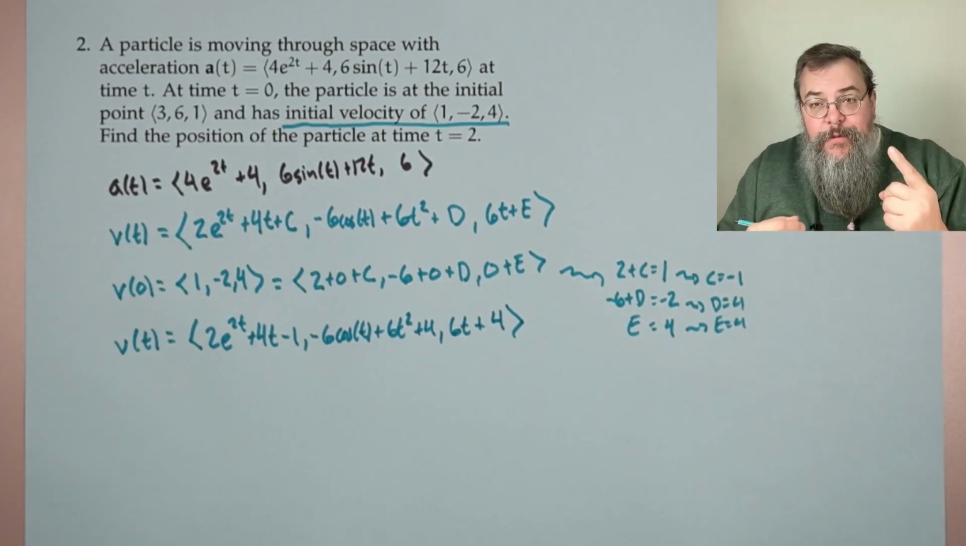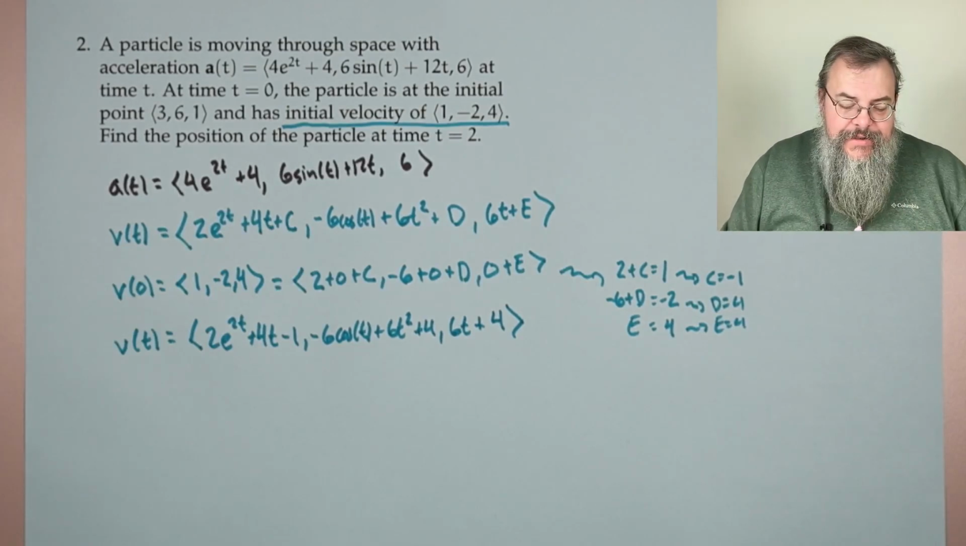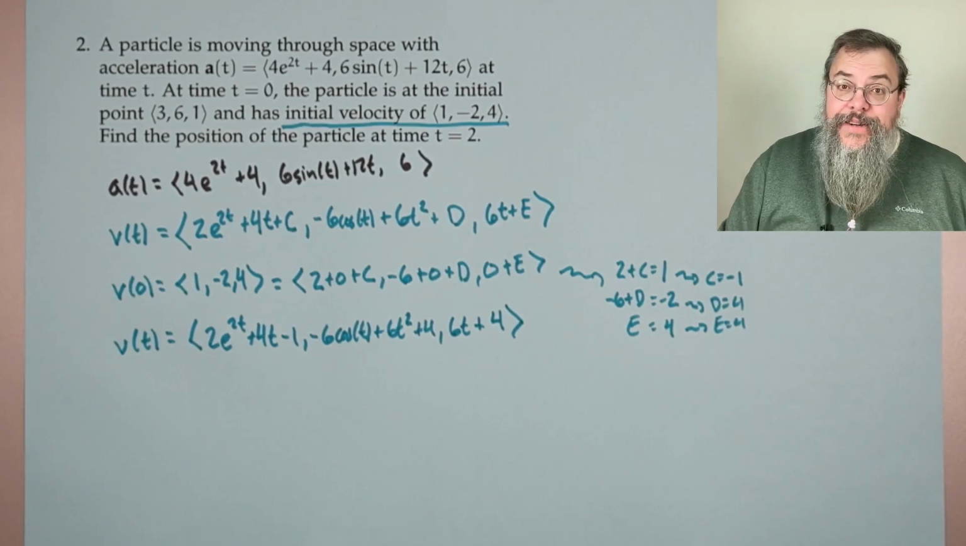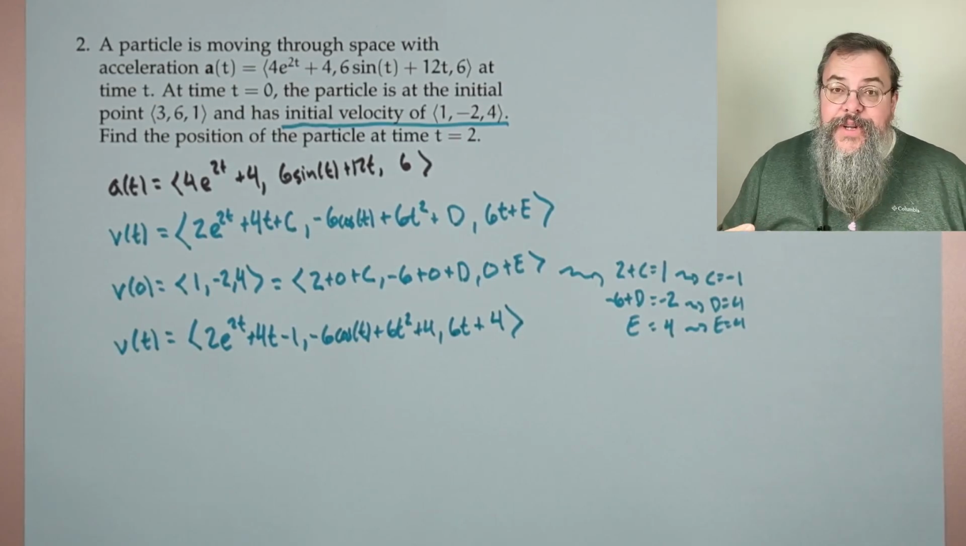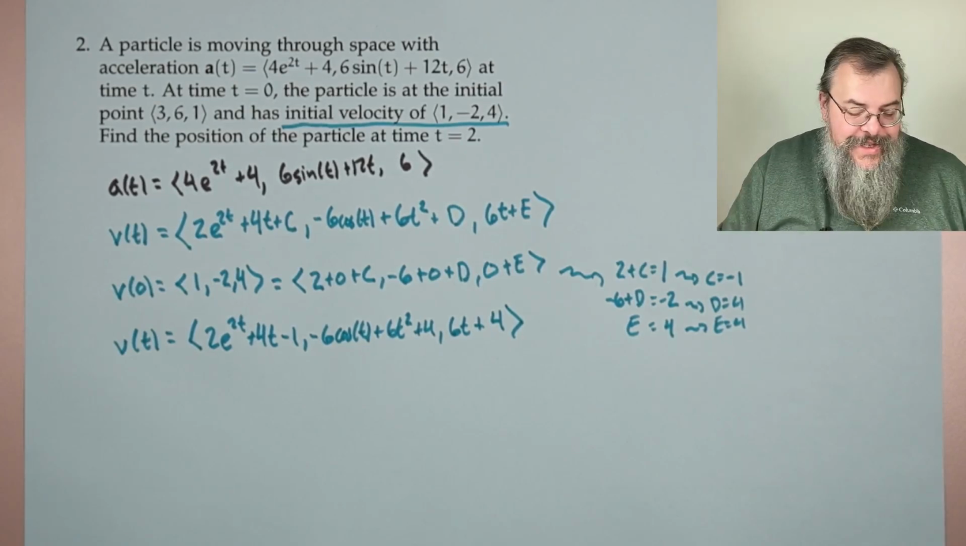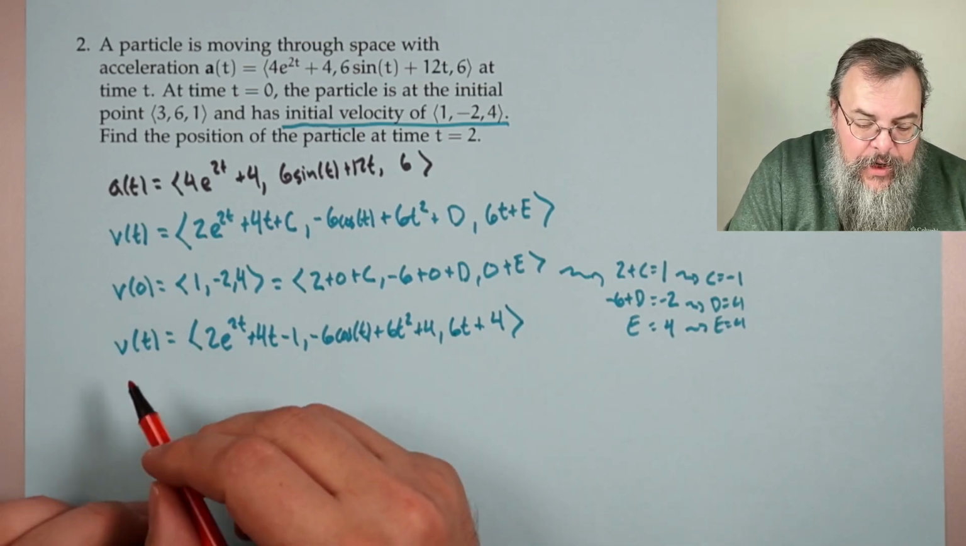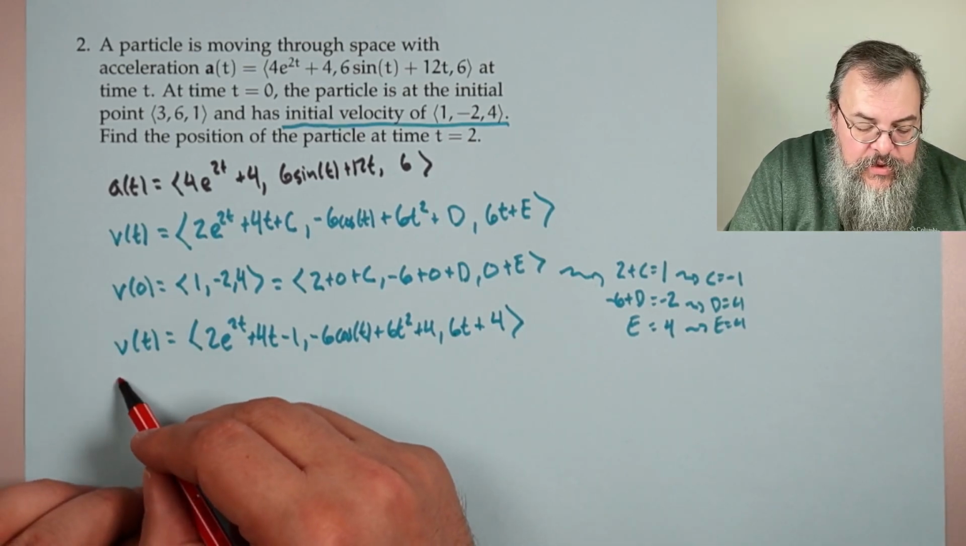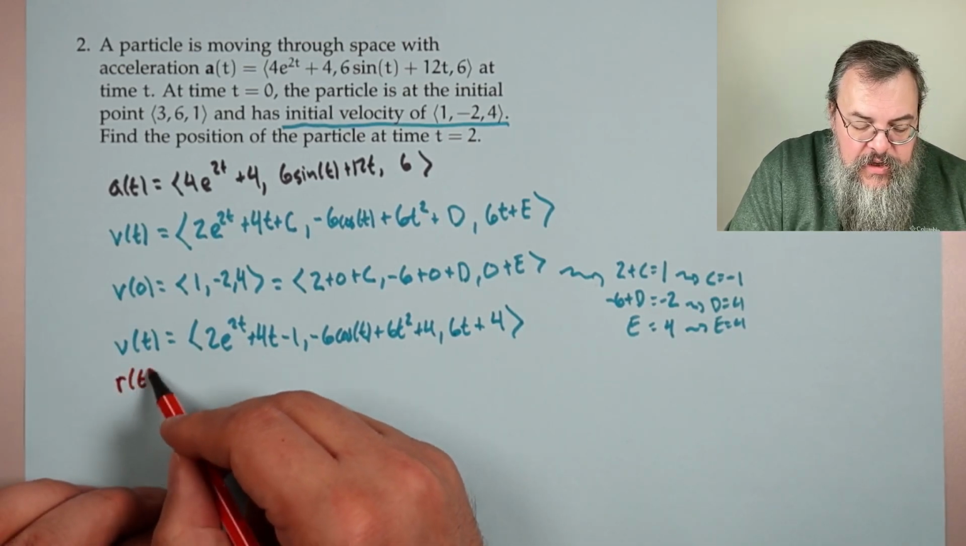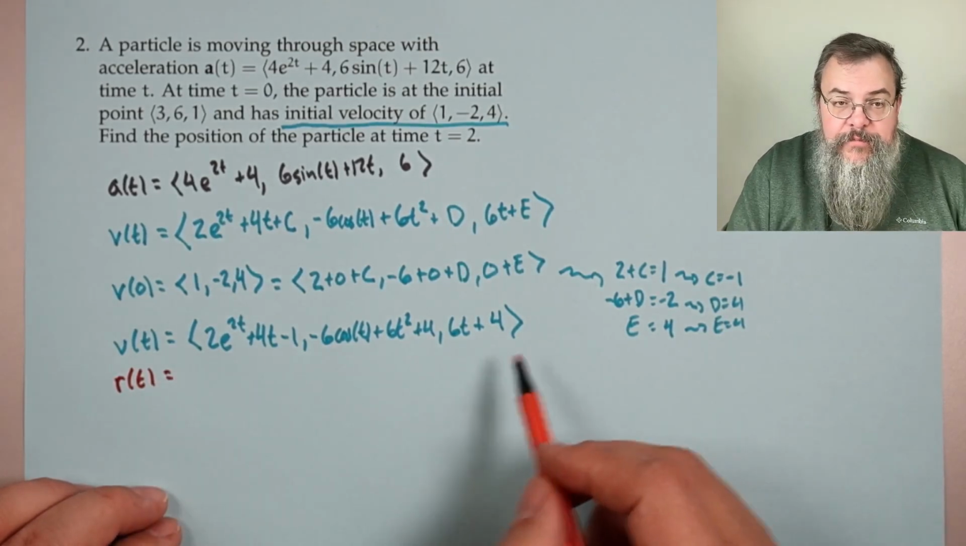So we integrated once, and we used our initial conditions. Now we'll do it again, right? The problem's so nice, we do it twice. All right, so up to position, where we use r of t. So we're going to integrate term by term.